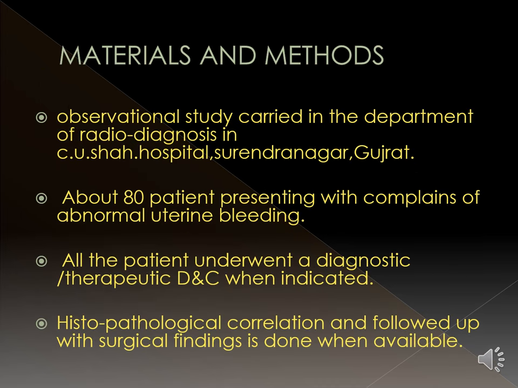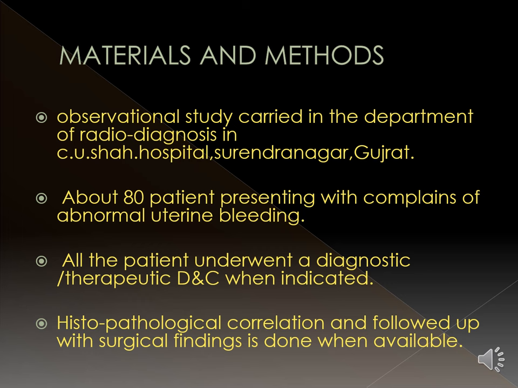Materials and method: an observational study carried out in the Department of Radiodiagnosis at Simcha Hospital, Surendranagar, on about 80 patients presenting with the complaint of abnormal uterine bleeding. All the patients underwent a diagnostic and therapeutic DNC when indicated. Histopathological correlation and follow-up with surgical finding was done when available.